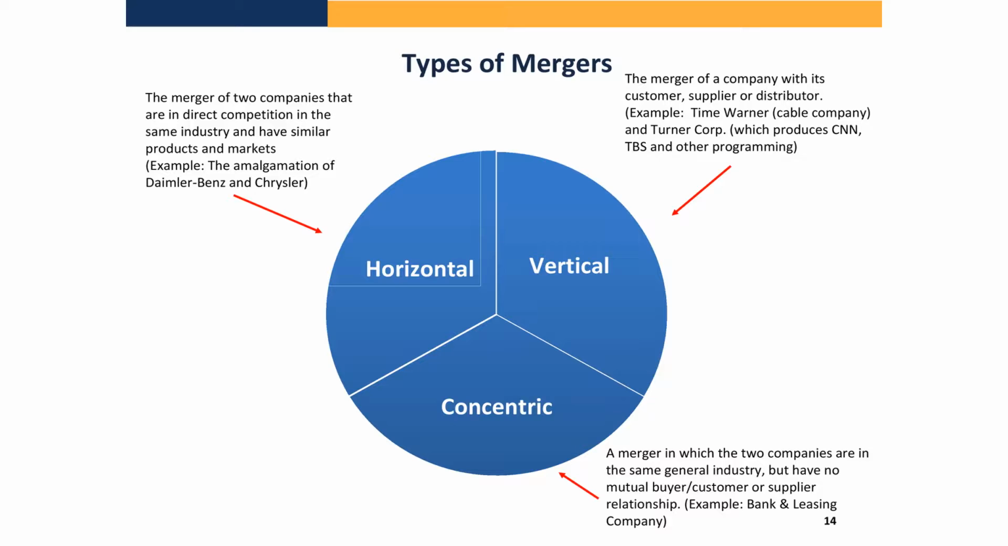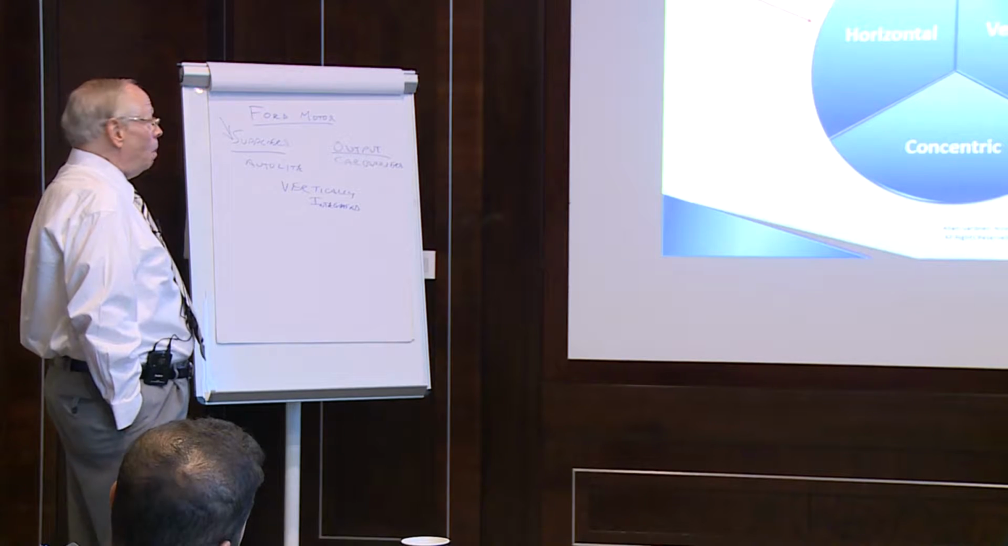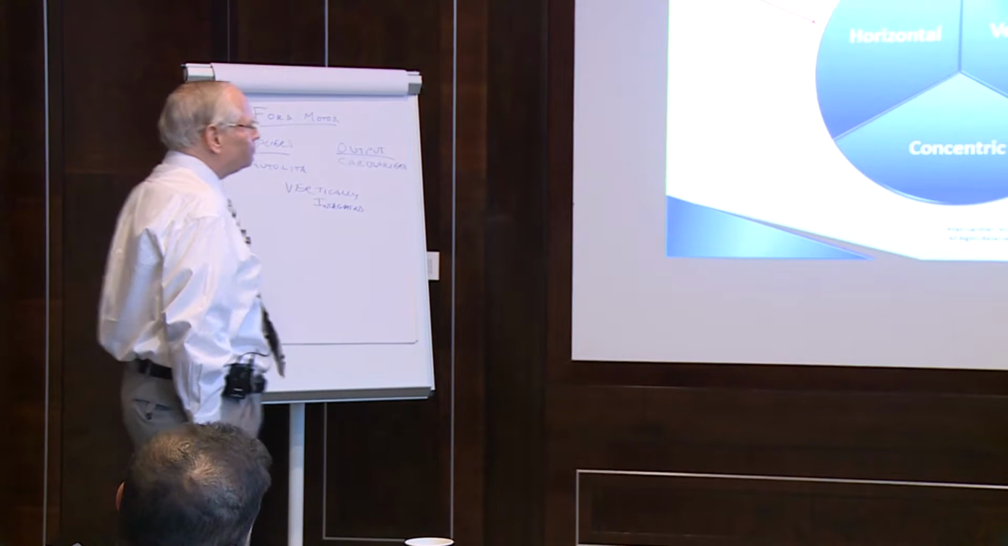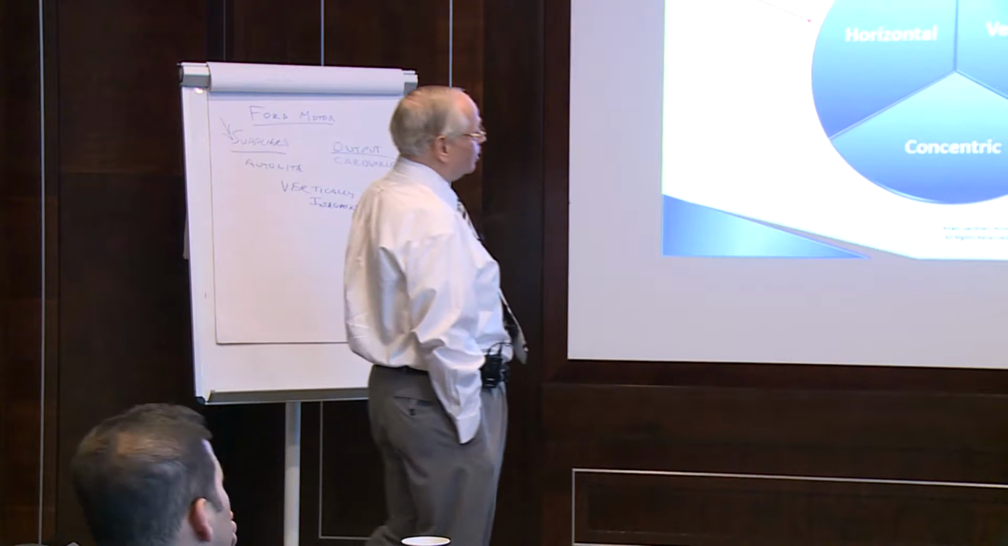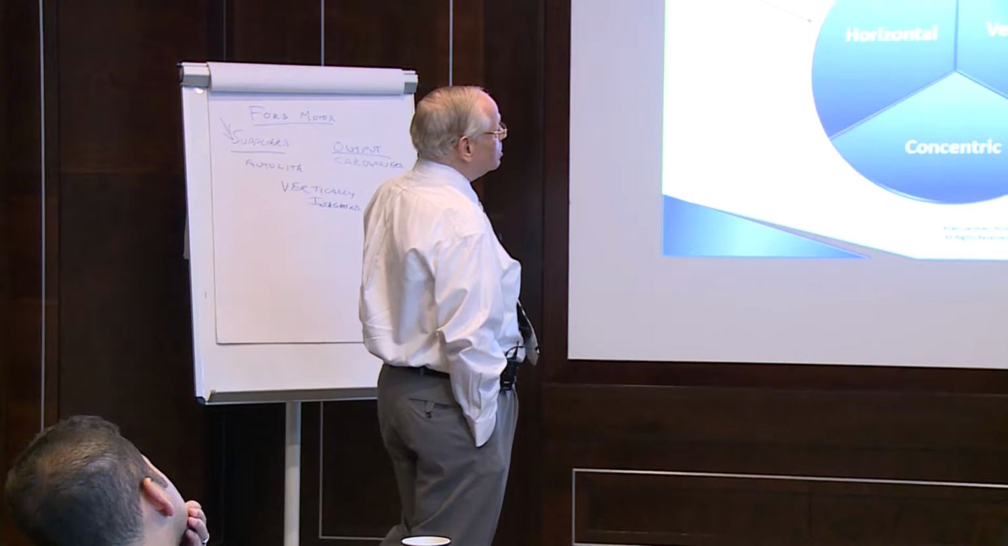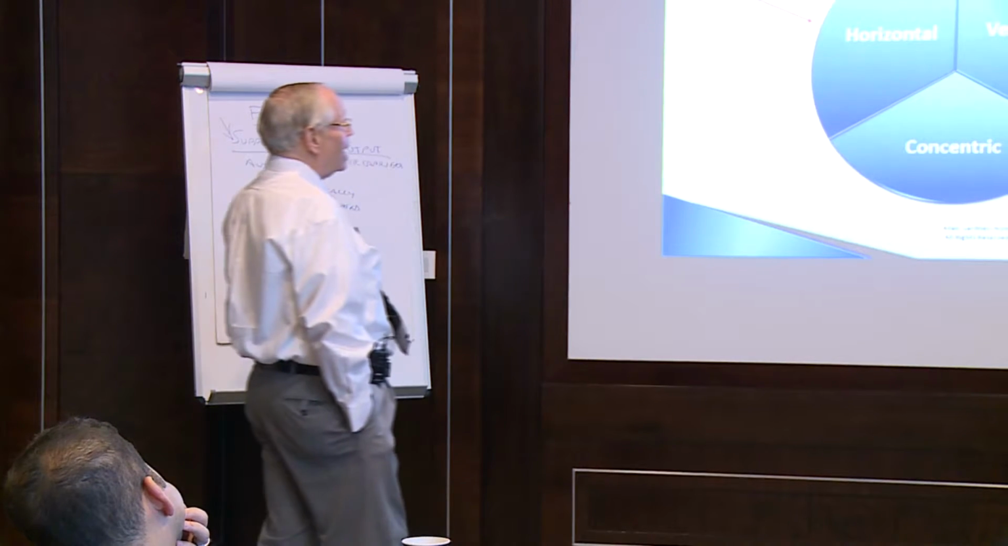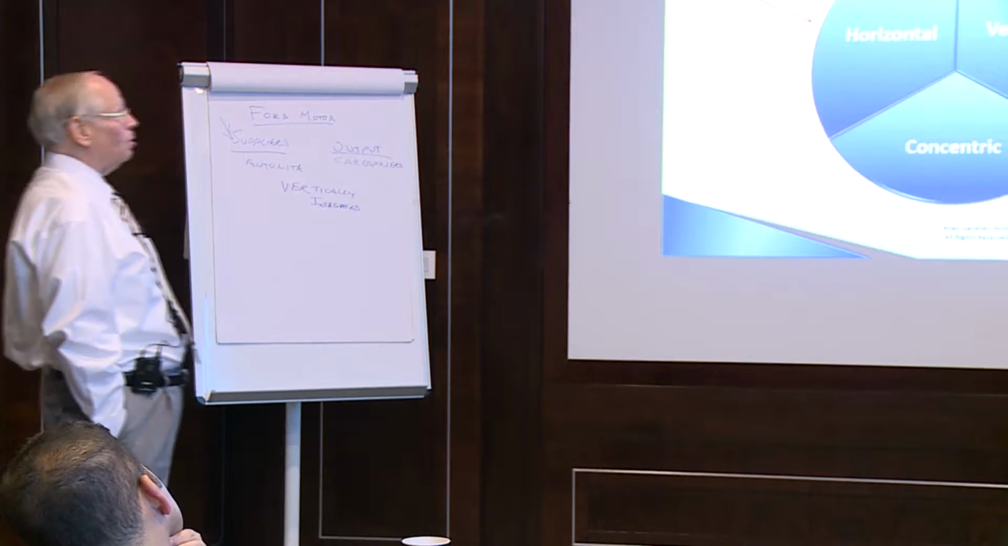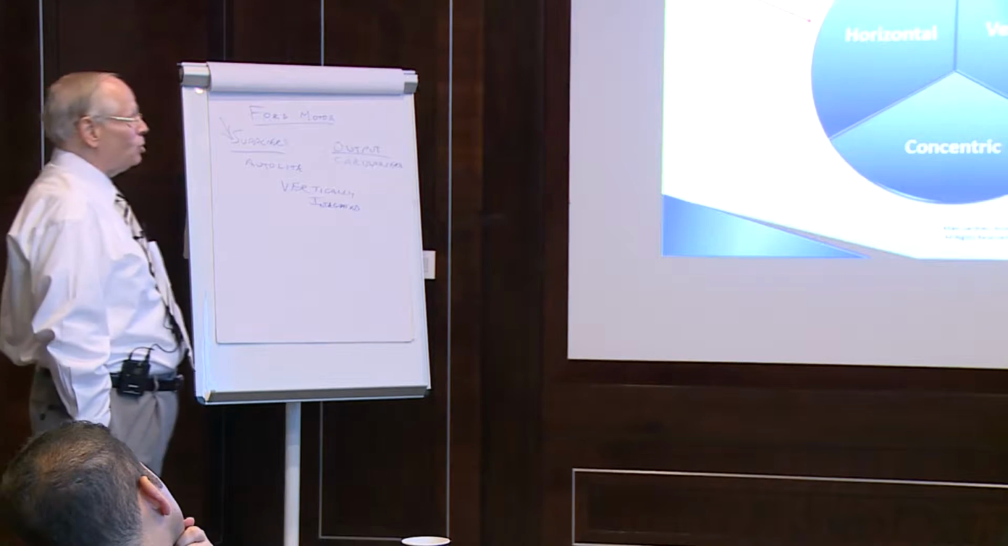A vertical merger is the merger of a company with its customer, supplier, or distributor. Time Warner, which is a cable company, and Turner Company, which produces CNN, TBS, and other programming. That was a vertical merger.